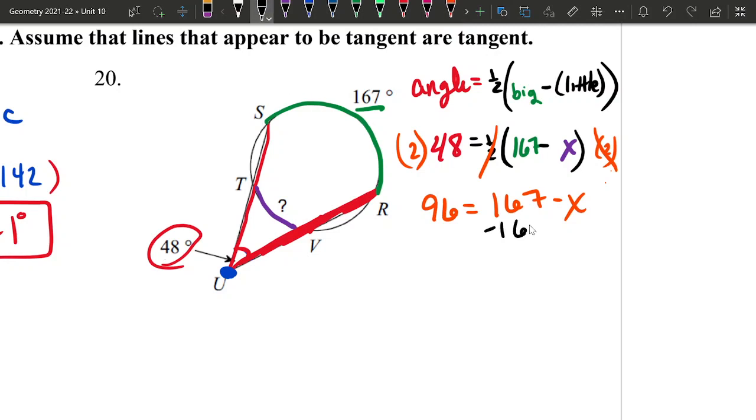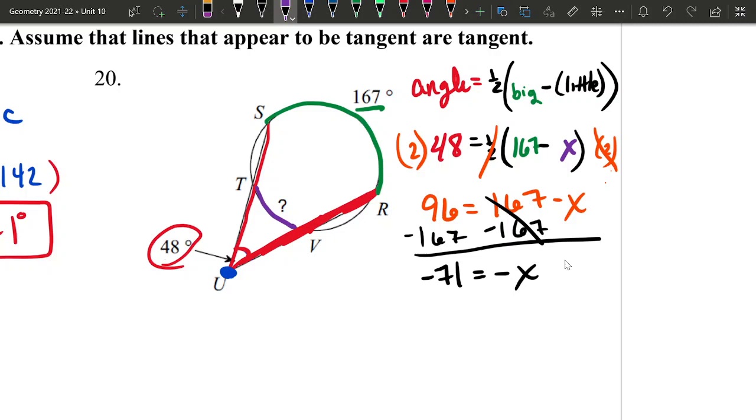So then I'm going to subtract 167. It's going to give me a negative number, but that's okay. Don't worry about it. I get negative 71 equals negative X. So if negative 71 equals negative X, that means that X equals 71. Because if you want to get rid of that negative, you multiply by negative 1 and it cancels it out. And then you do it on the other side and it cancels it out. So X equals 71, which is the measure of arc TV.